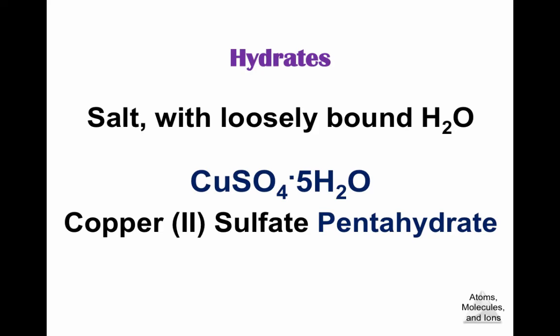Hydrates are a special type of compound. Hydrates are ionic compounds, which are salts, loosely bound to water. So CuSO4 dot 5H2O. This dot is actually very important because that shows that it's one thing. So this would be named copper(II) sulfate pentahydrate because there are 5 waters attached to the copper(II) sulfate. So we have to use the prefixes that we use in molecular compounds in front of the hydrate.